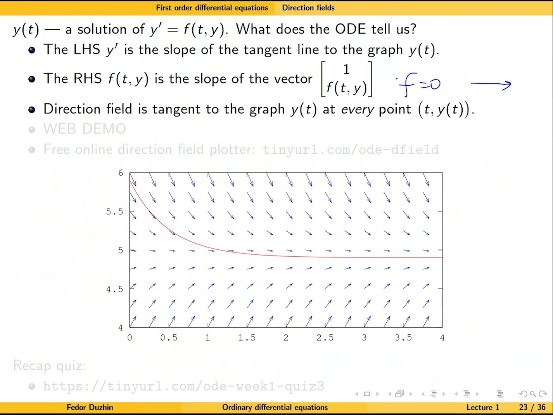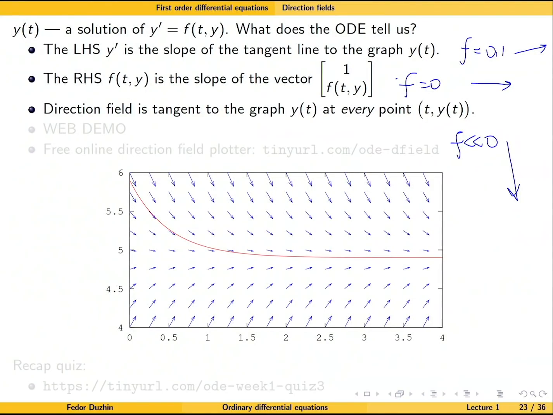The slope is 0. So if f is, say, some small number, then we are going to see an arrow of a small slope. If f is a large negative number, then we are going to see a steep arrow down, and so on. But it is important that the direction field is tangent to the graph of the function y of t at each point. So why is it?